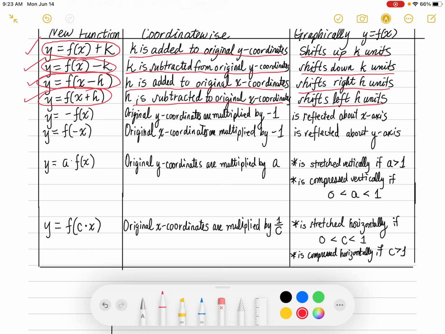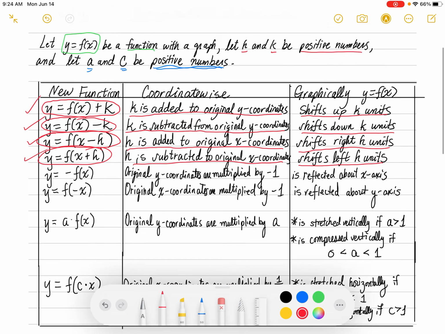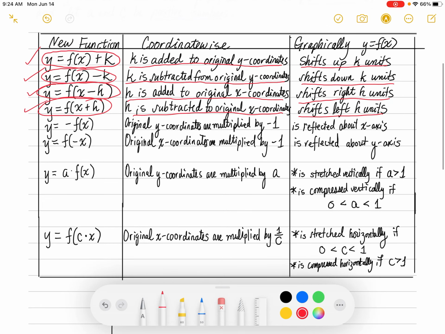So you want to know, first you have your vertical shifts. Vertical shifts are plus k goes up k, minus k goes down k. Then you have your horizontal shifts. Minus h goes right h, plus h goes left h.